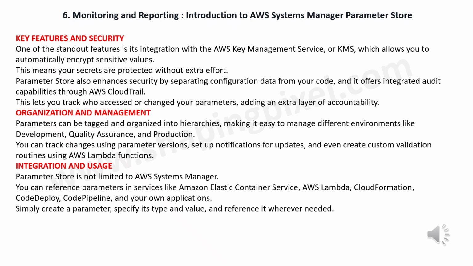You can reference parameters in services like Amazon Elastic Container Service, AWS Lambda, CloudFormation, CodeDeploy, CodePipeline, and your own applications. Simply create a parameter, specify its type and value, and reference it wherever needed.